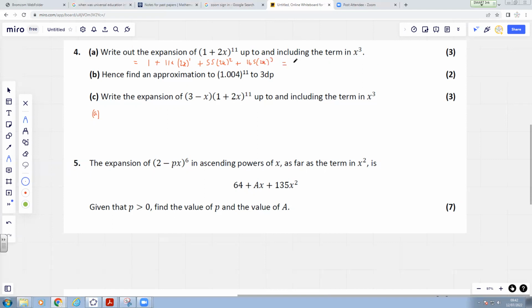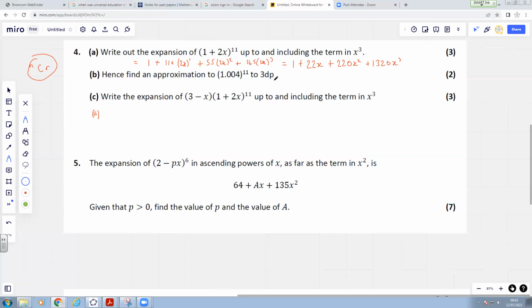Anyway, let's simplify that. I'm just trying to save space here, really. 1 plus 22x plus, okay, 55 times 4, so that's 220x squared. And then 165 times 8, that's 1320x cubed, yeah? But learn n choose r. It's a really important technique in this.